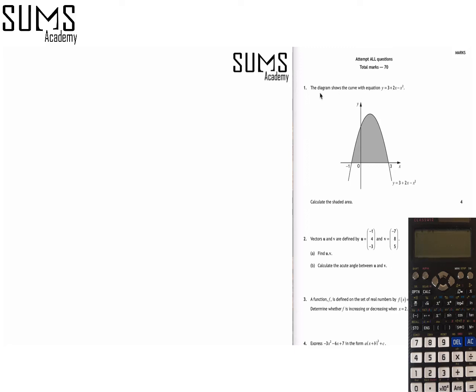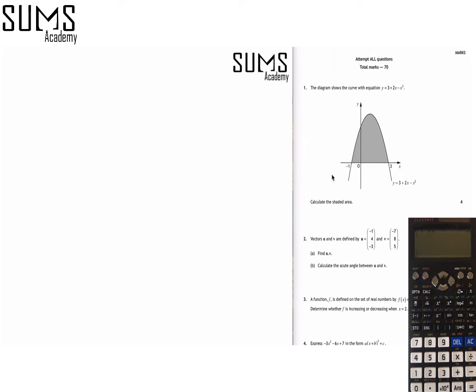So this is the first question of the second paper of the 2018 higher paper. We're told the diagram shows the curve with the equation y equals 3 plus 2x minus x squared, and we're shown a graph here. And we're asked to calculate the shaded area for 4 marks.